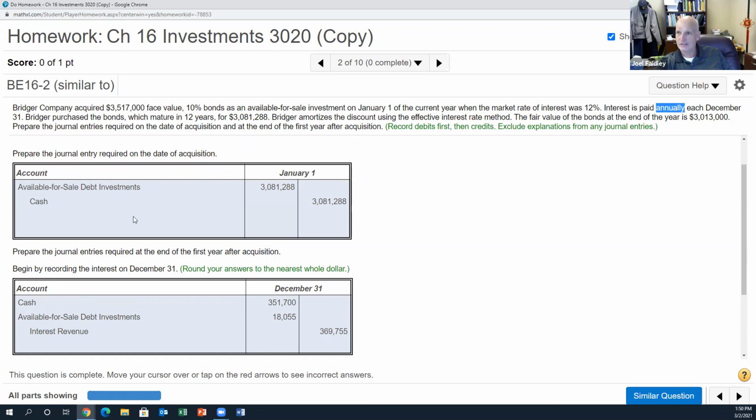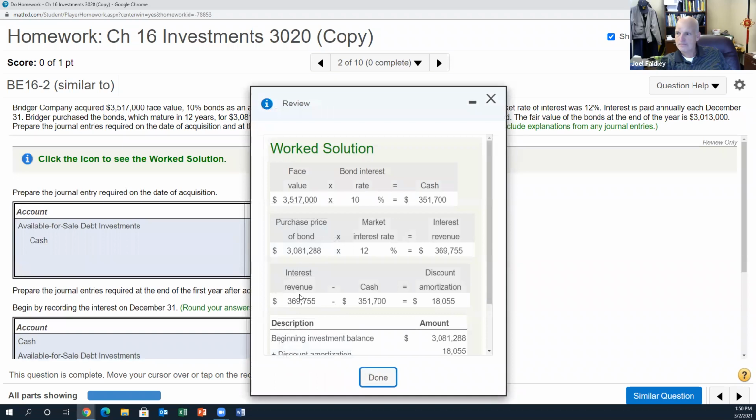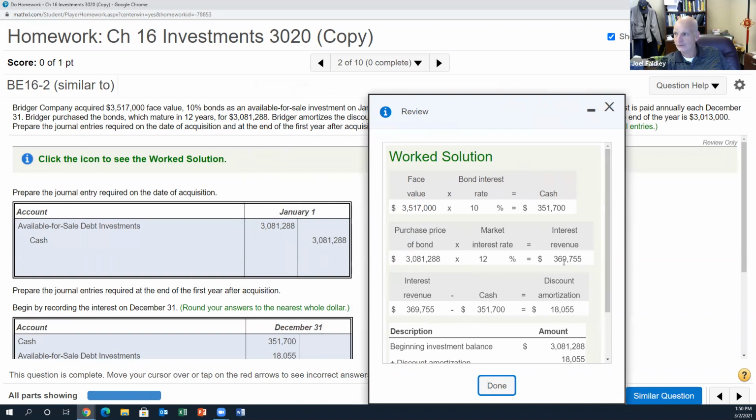There's my interest revenue, which again is going to be the carrying value, which in this case is 3,081,288 times the market rate of interest. And there it is, 3,081,288 times 12%, 369,755. But again, that only works using the purchase price for the first term. For the second term, you then have to modify based on this discount and increase 3,081,288 by 18,055 to multiply by 12% for the interest revenue for the second period.